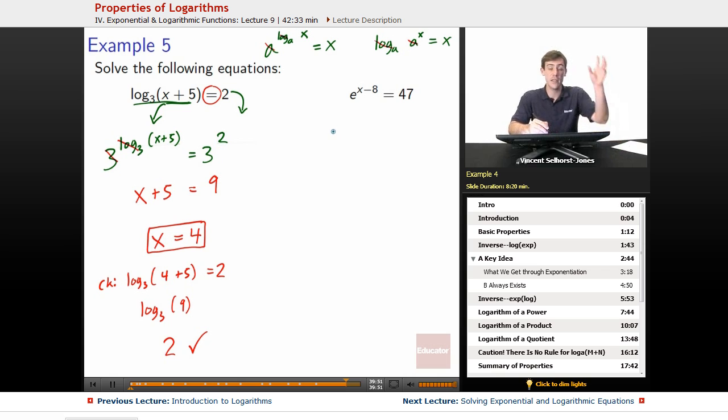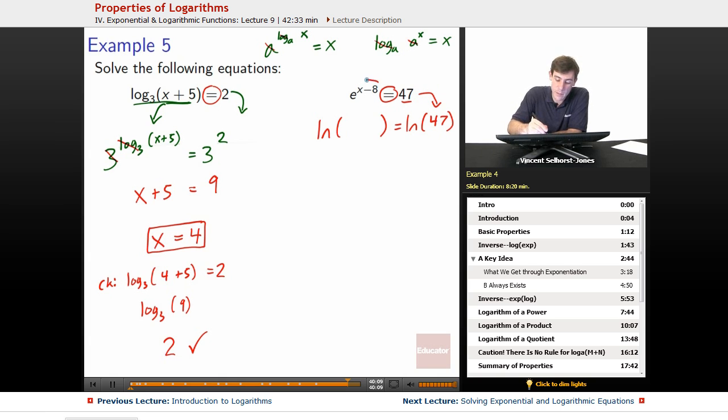Just as we had 3 to the something equals 3 to the something, natural log of something equals natural log of something, as long as it's the same something. So natural log of stuff is equal to natural log of stuff, as long as it's the same stuff. Well, we've got this right here, so we know that 47 we can plug in over here, and e to the x minus 8 we can plug in over here because we are guaranteed by that equal sign that it's the same stuff on either side.